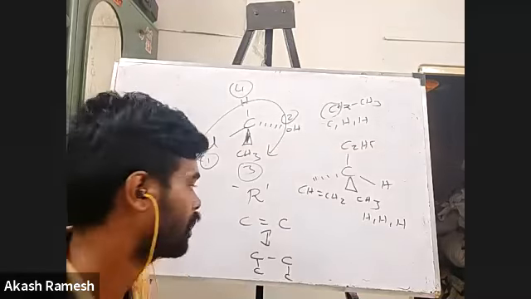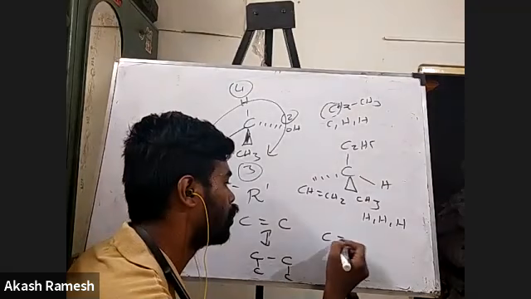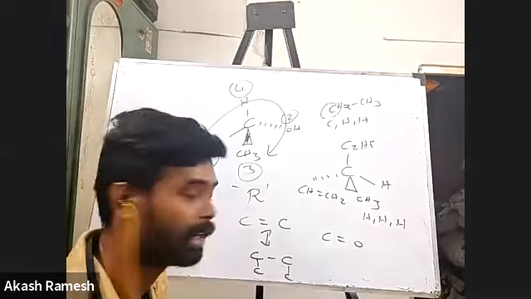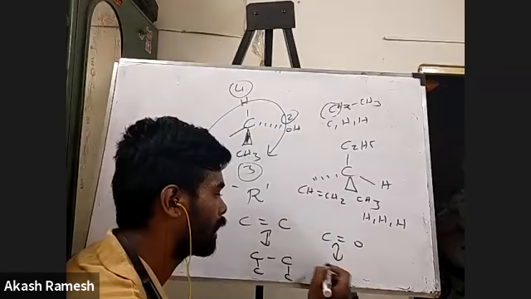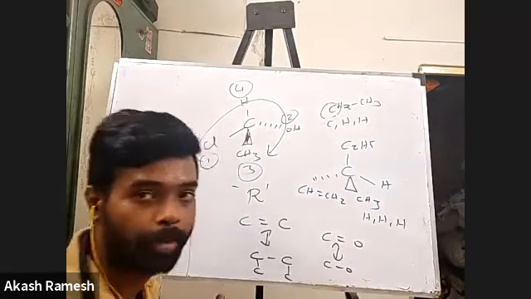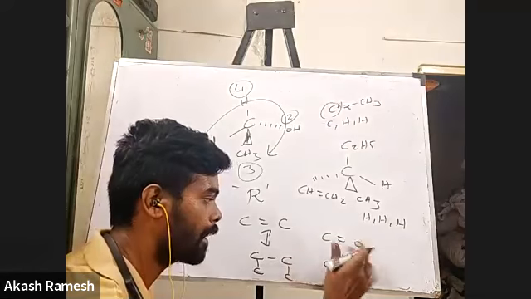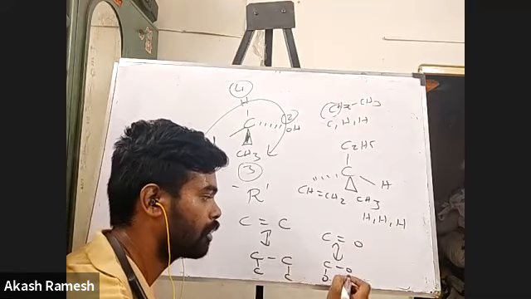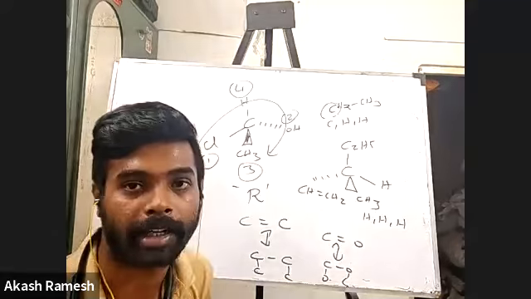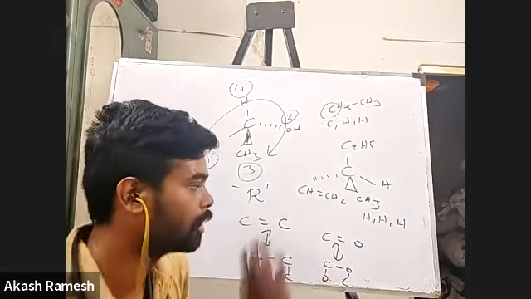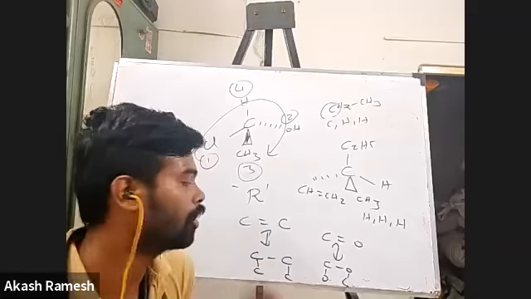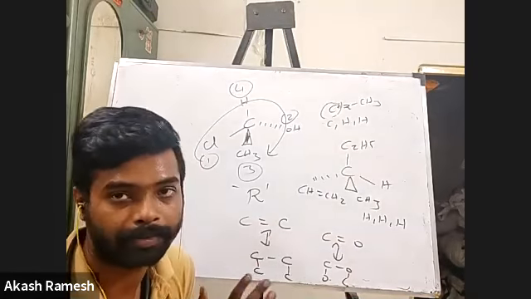Okay, same way, if I have, say, C double bond O, how will I write it? I can write it as C first, no problem, right? For this carbon atom there is an oxygen atom, and for this oxygen atom there is a carbon atom attached. So whenever you have a double bond scenario, this is how you are going to look at it.